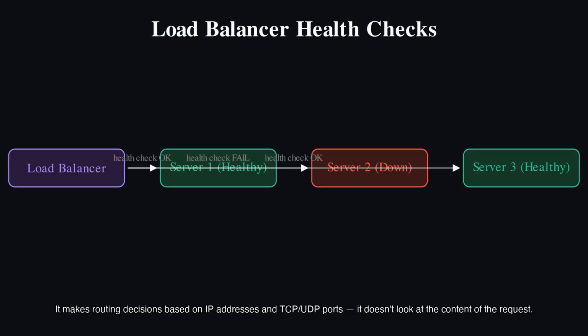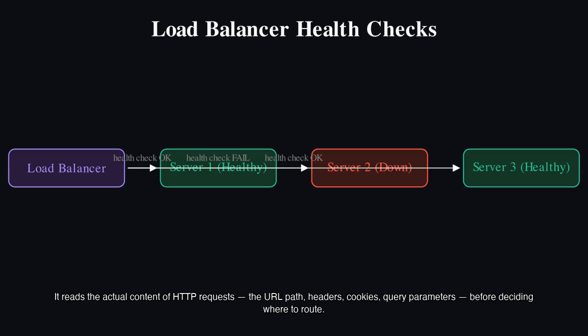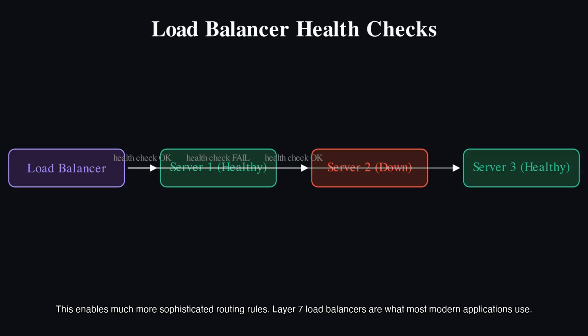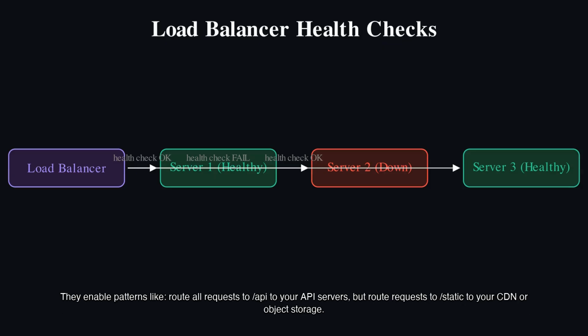A Layer 7 load balancer operates at the application layer. It reads the actual content of HTTP requests, the URL path, headers, cookies, query parameters, before deciding where to route. This enables much more sophisticated routing rules. Layer 7 load balancers are what most modern applications use. They enable patterns like: route all requests to /api to your API servers, but route requests to /static to your CDN or object storage. This is not possible with a Layer 4 load balancer.